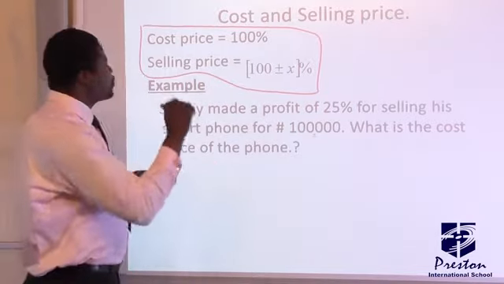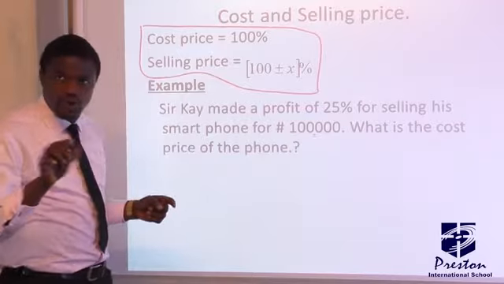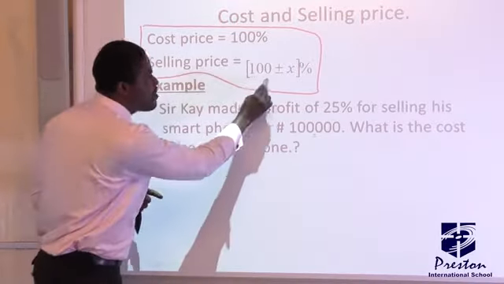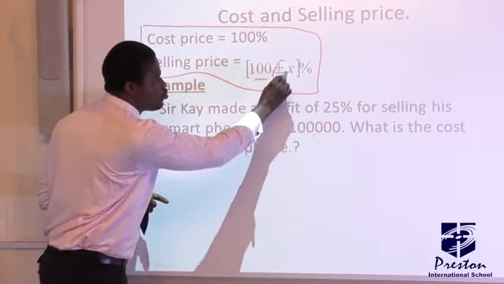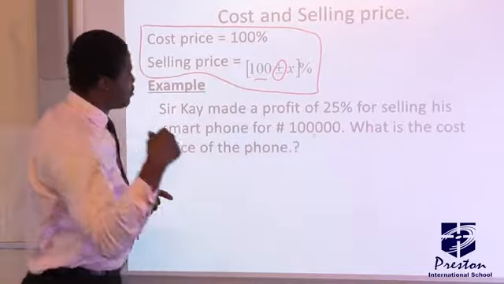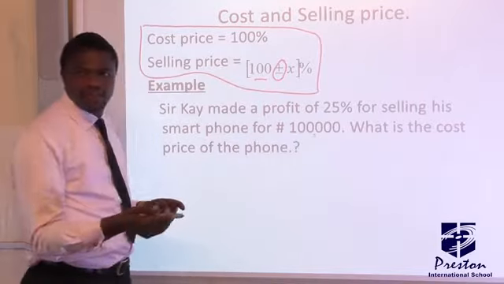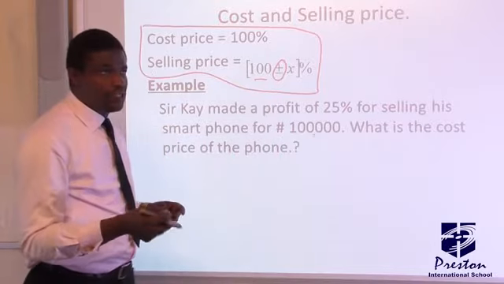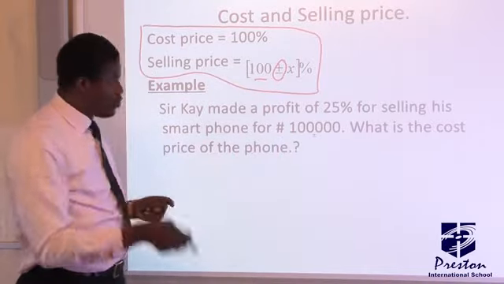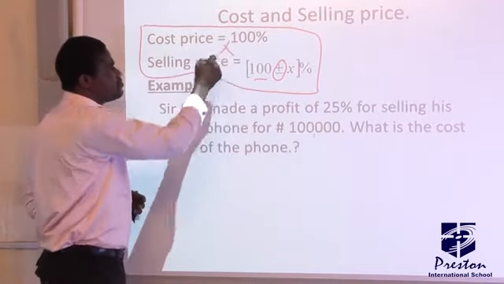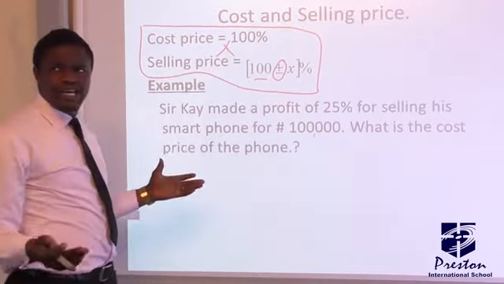Always, cost price is 100%. Always. And selling price is going to be 100 plus or minus. Take note of this. If it is profit, it will be plus. If it is loss, it will be minus. So 100 plus or minus x. X is the value, the percentage of profit or loss you have. So with this formula, you just cross multiply, and you calculate any unknown.